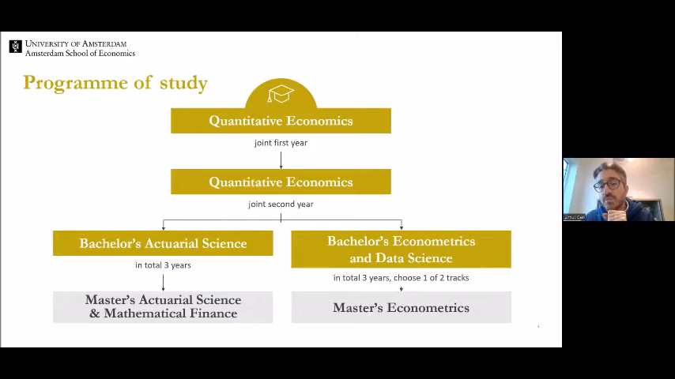And once you finish your bachelor's program, typically, a lot of our students continue on to a master's program as well. And the natural choice for the actuarial science students, if they decide to do a master's at the University of Amsterdam, would be the master's program in actuarial science and mathematical finance. And for the econometrics students, the natural choice would be the master's program in econometrics. But of course, these are not the only choices for masters.